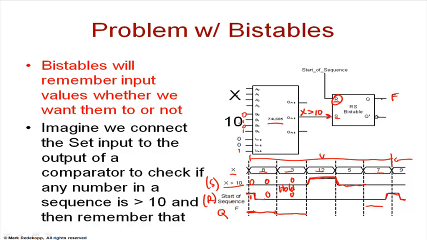At this point in time, it goes high, right? X greater than 10 is high because 12 is greater than 10, which is now the set case for a bistable, right? A 1 on S, a 0 on R. All right, so this goes high.